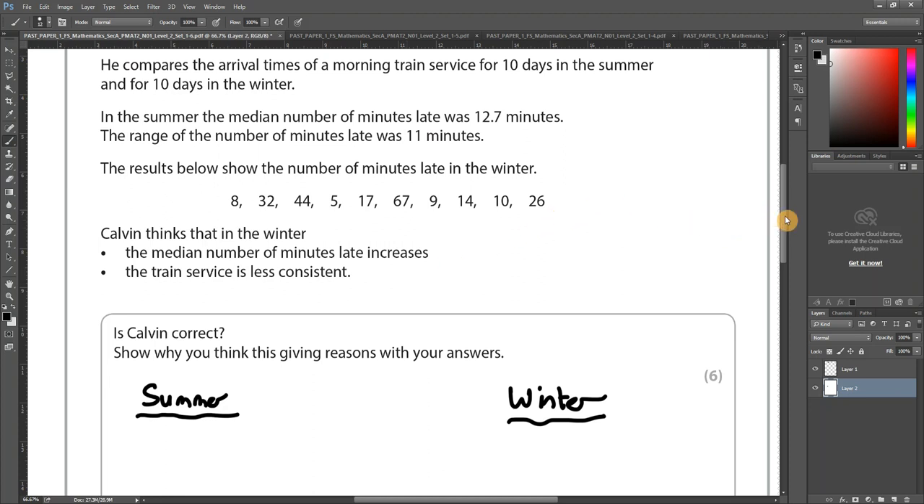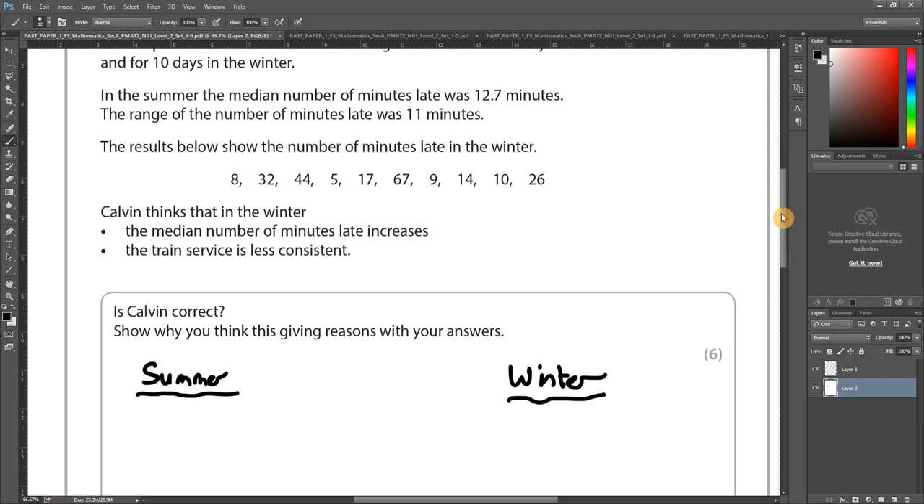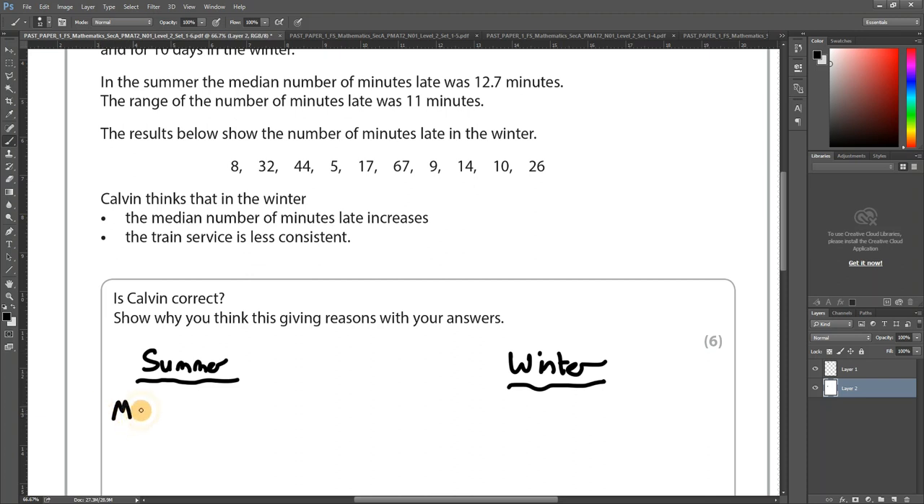So for the summer, we're told that in the summer, the median is 12.7 minutes. So we're already told that. So we're told that median equals 12.7 minutes. And the range was 11 minutes. So for the summer, we're told the values. For the winter, we need to work out the winter median and the range from this data set right here, these numbers.